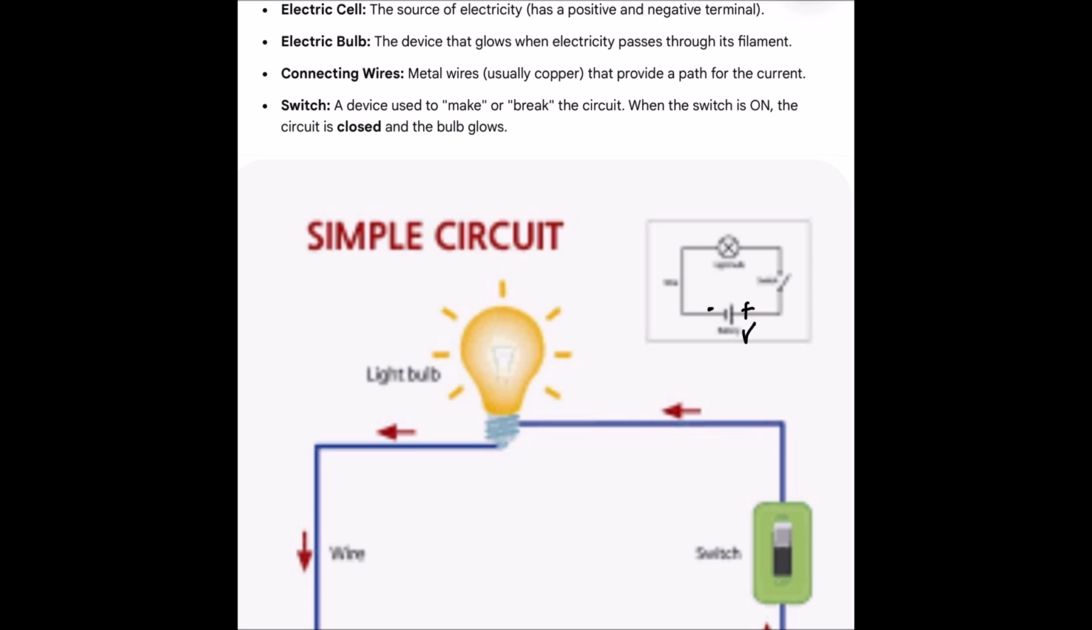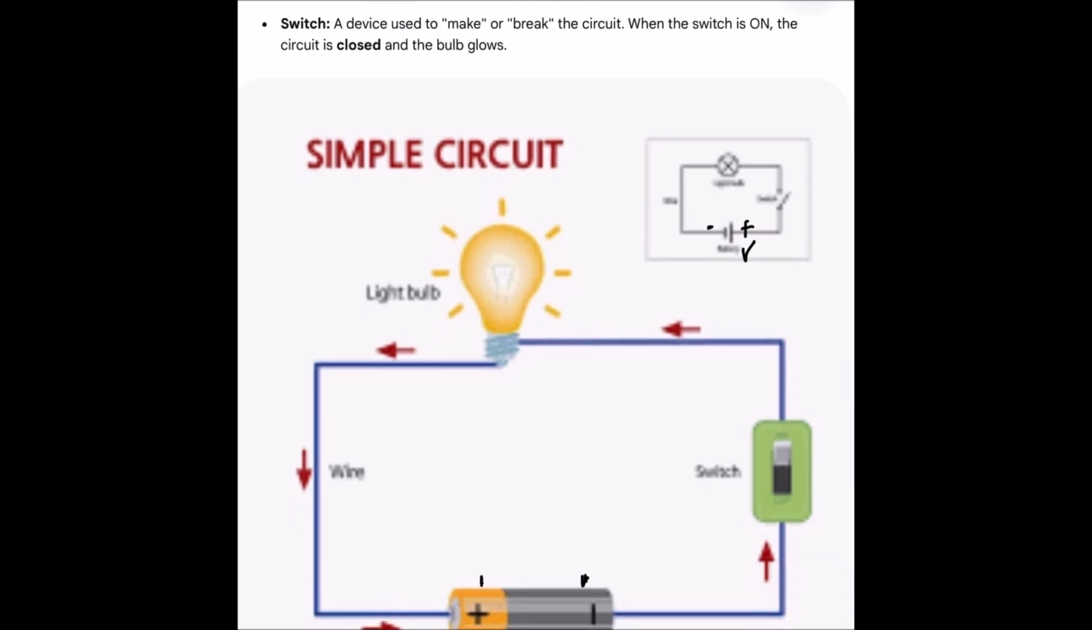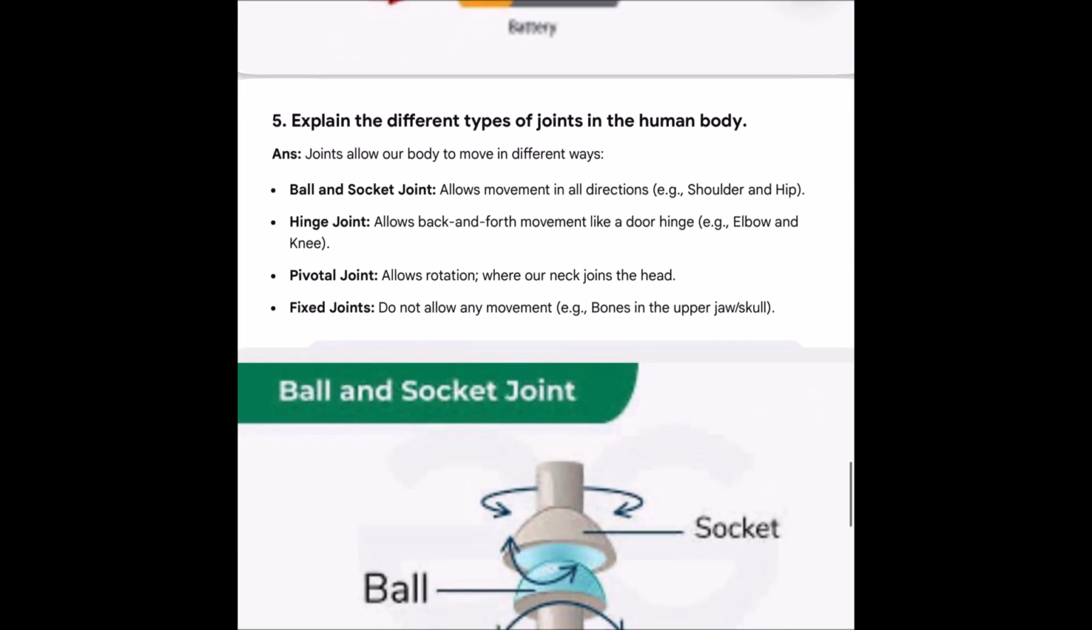And the last component in the electric circuit is the switch, the device used to make or break the circuit. When the switch is on, the circuit is closed and the bulb glows and electric current passes through it. And when the switch is off, the electric current cannot pass through the circuit and the bulb does not glow. So this is how you are going to describe the simple electric circuit and make the picture for that.